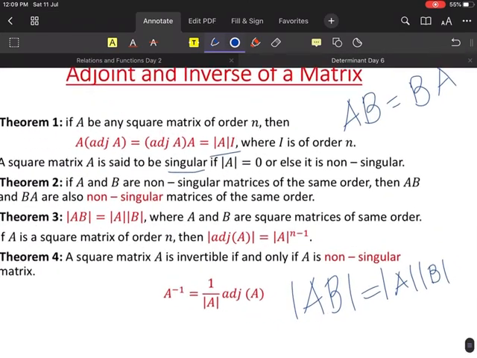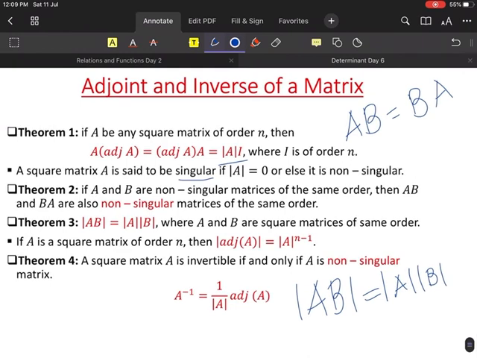This is also a theorem. Please remember, it's very, very important. You have to know this thing. We will be proving these two in our exercise. Okay? Now we move on to the next theorem.